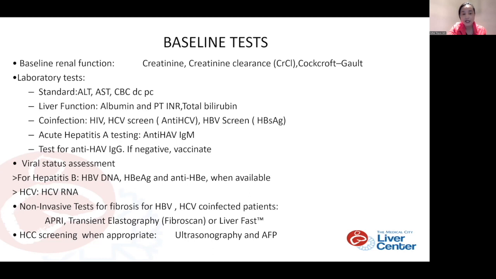For assessing the virus, if it's Hep B, you assess your DNA. If you have the luxury of doing e-antigen and anti-HB, you also add on to that. For hepatitis C, of course, you document viremia. Also, in terms of assessing the status of the liver, you can do tests for fibrosis, and that's FibroScan, liver fast, and APRI. We'll walk through that later, and do liver cancer screening when appropriate through ultrasound and blood test, AFP.